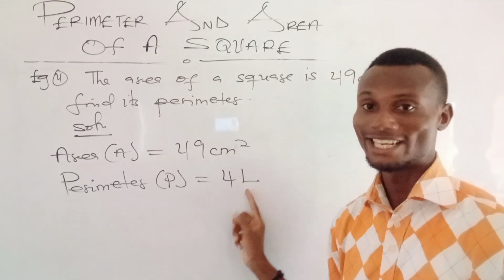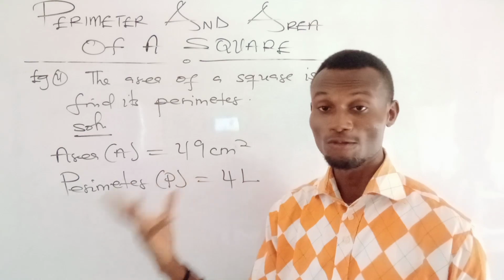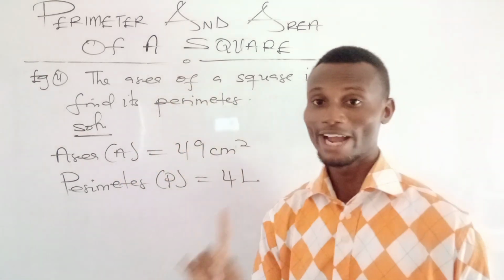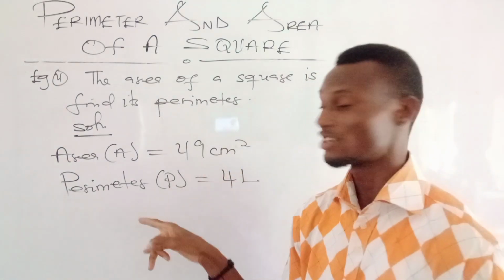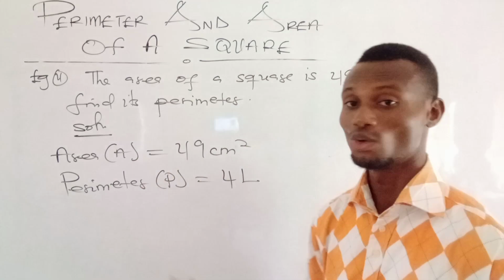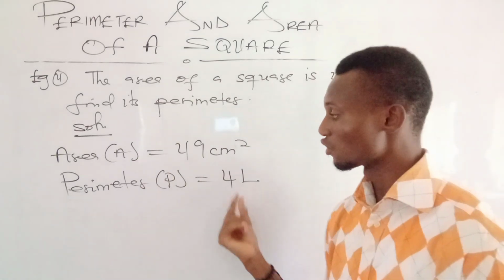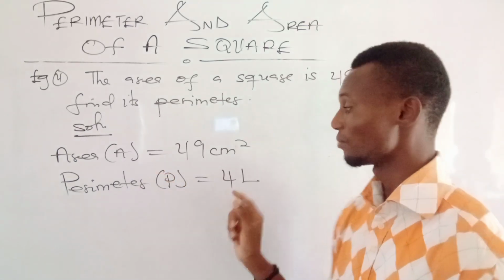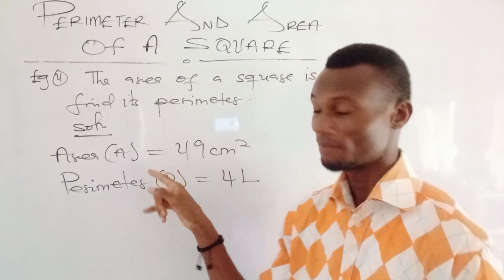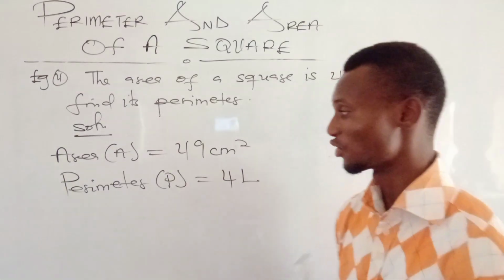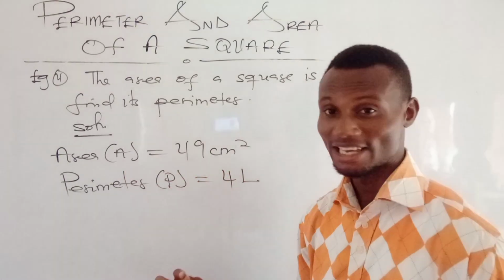So it means you need the length, so you have to go and look for the length, because the question didn't give us the length. The only thing the question gave us was the area, which is 49 centimeters square. So the length that we need to calculate the perimeter, we will get from the area. Hope you agree with me. The area is the only thing given in the question.